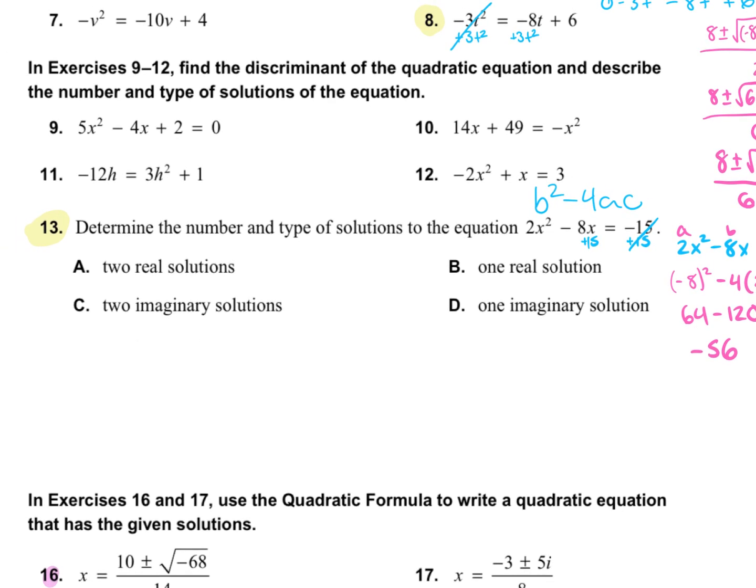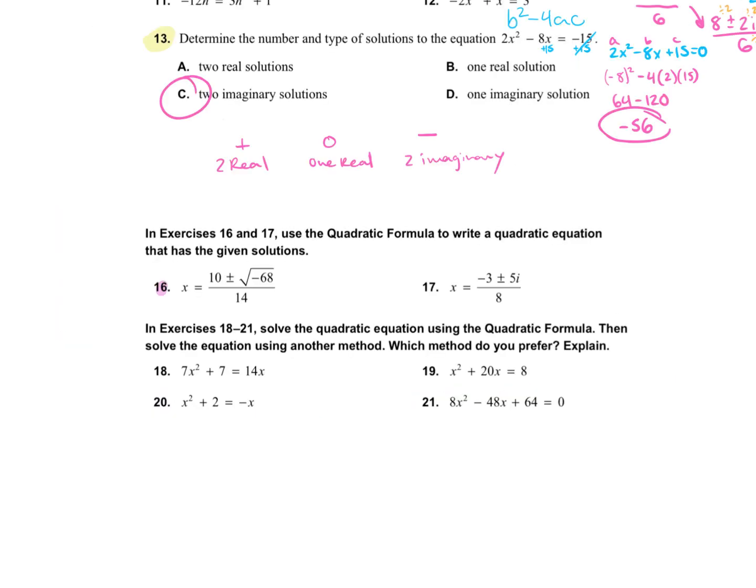How many imaginary solutions? 2. Perfect. Since my discriminant is negative, that means I have 2 imaginary solutions. What if my discriminant was positive? 2 real. What if my discriminant was 0? 1 real. And again, if my discriminant's negative, 2 imaginary.